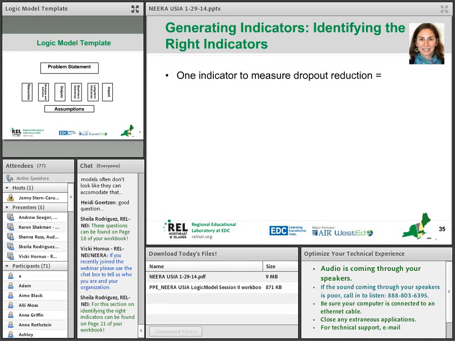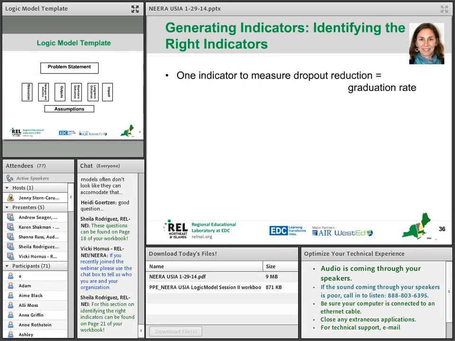Getting more into thinking about the right indicators for any given outcome, sometimes one indicator may be sufficient to capture an outcome of interest. Some indicators may be straightforward and easier to measure than others. So for example, take the outcome of reducing dropouts, which may be an outcome of a College Ready program. In that example, it may be that a single indicator is sufficient to measure the success of that outcome. It may be that one agreed-upon indicator, such as the graduation rate, is sufficient to understand that you're achieving the goal of reducing dropouts.